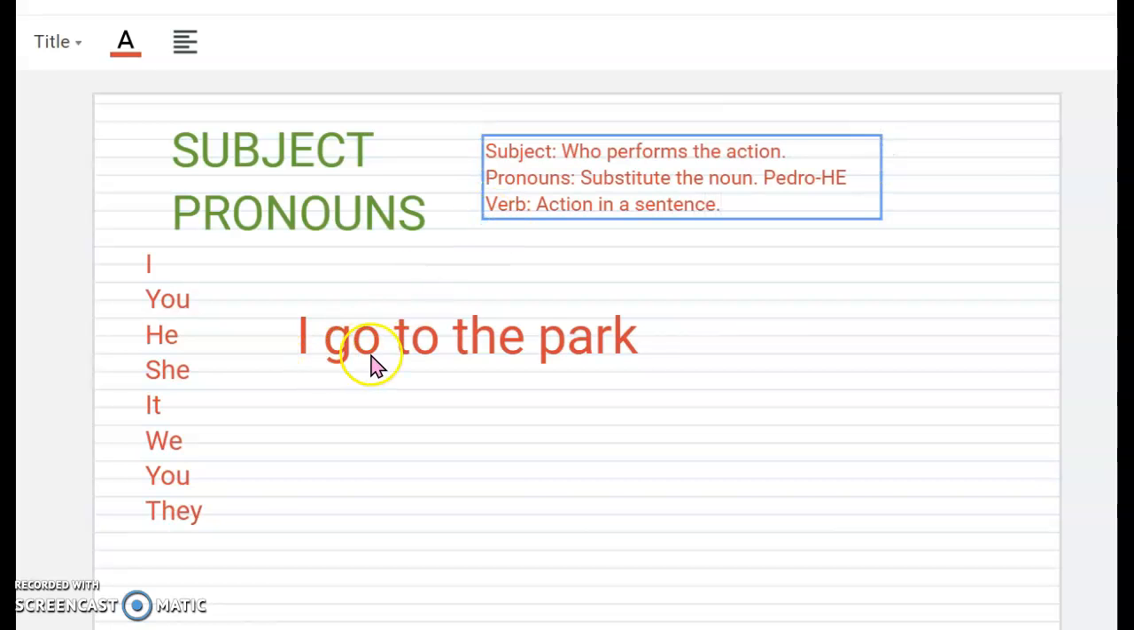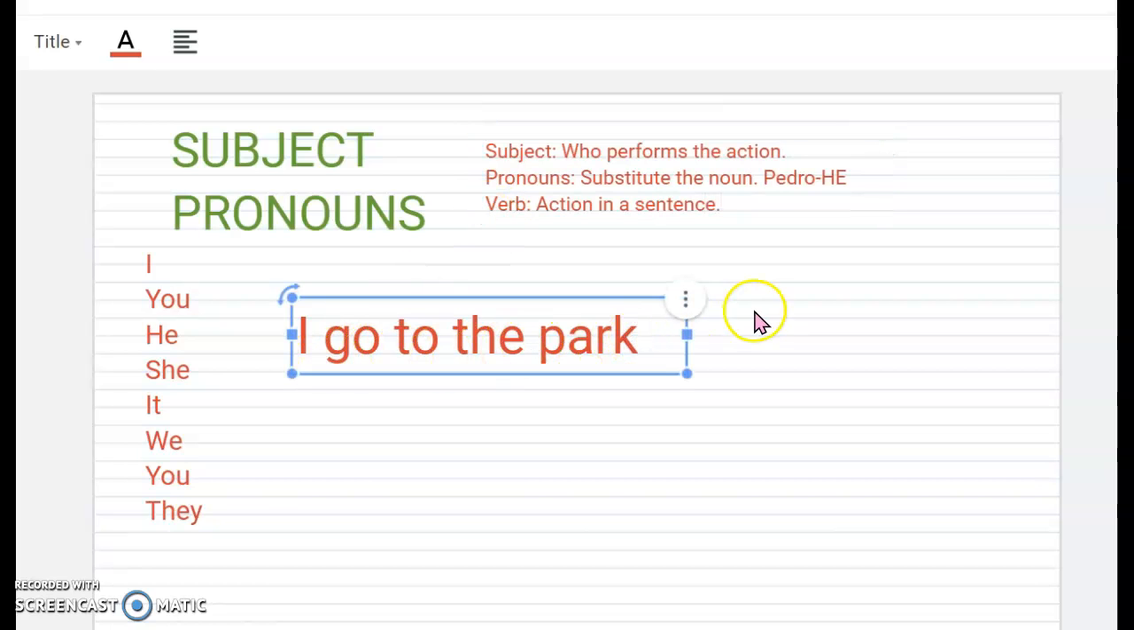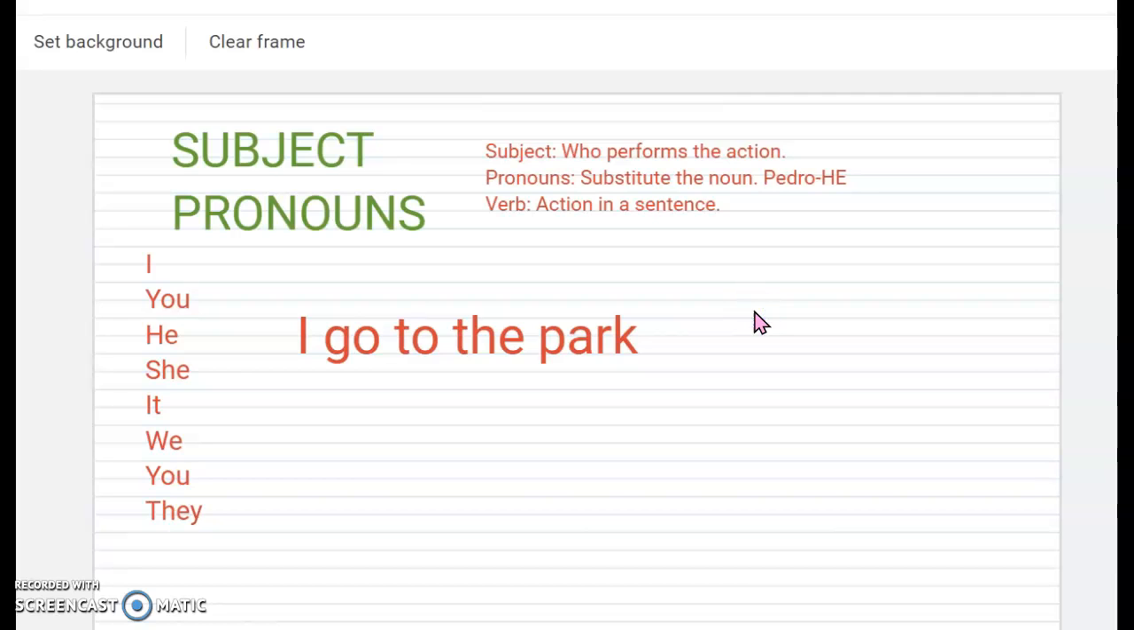So for example, if I say I go to the park, what is the verb? In this sentence, can you girls tell what is the verb? Go. Go, exactly. So you can tell that I is the subject because I am the one in the sentence going to the park. So I am the one that is doing the action.